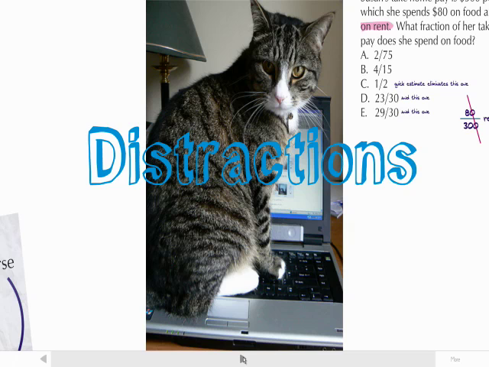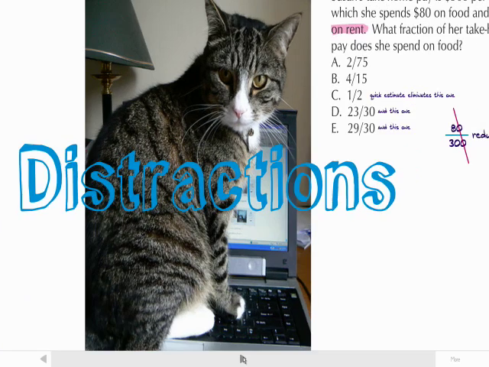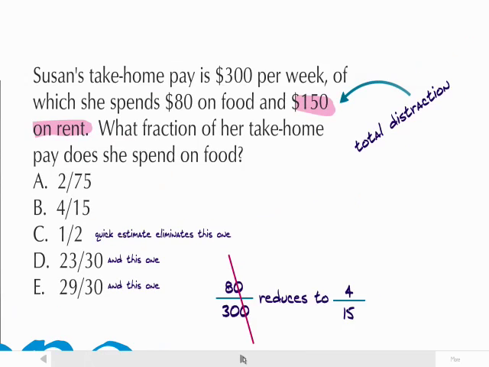And the ACT will give you some distractions. They'll give you extra information on a question that's not necessary to answer that question. Let's look at one. Susan's take-home pay is $300 per week, of which she spends $80 on food and $150 on rent. What fraction of her take-home pay does she spend on food? Well, does the rent matter? No, it doesn't. That's a total distraction.